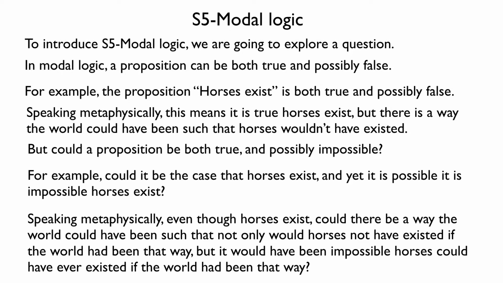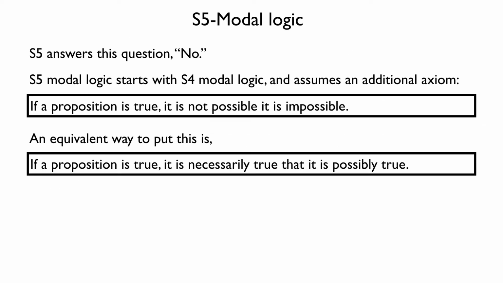If we're speaking metaphysically, that would mean, even though horses exist, could there be a way the world could have been such that not only would horses not have existed if the world had been that way, but it would have been impossible horses could have ever existed if the world had been that way? So that's the question. Okay, so S5 answers this question no.